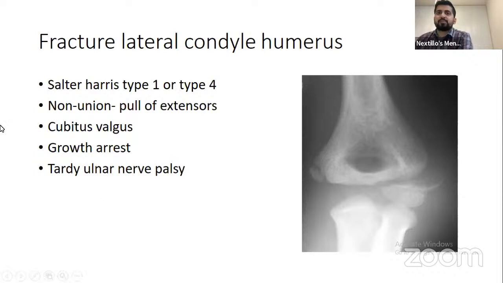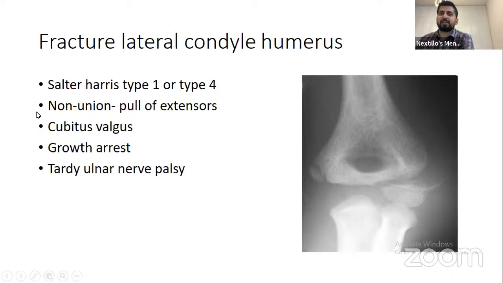Now, next, we should come on to the next fracture, which is the lateral condyle humerus fracture. Salter-Harris type 1 or 4 injuries can be seen in these kinds of fractures. And if you can see here, this is the lateral condyle. This right here is the lateral condyle. And these fractures are known for non-unions.